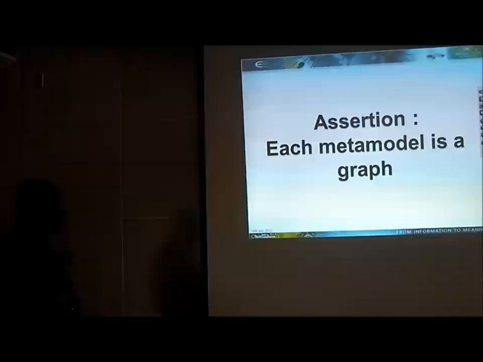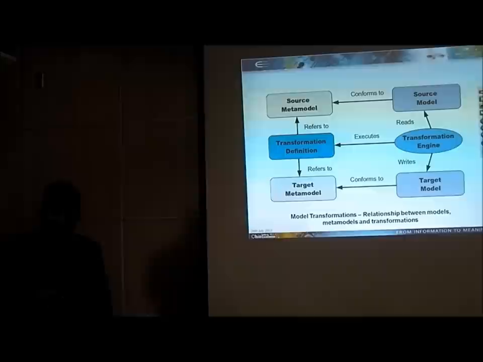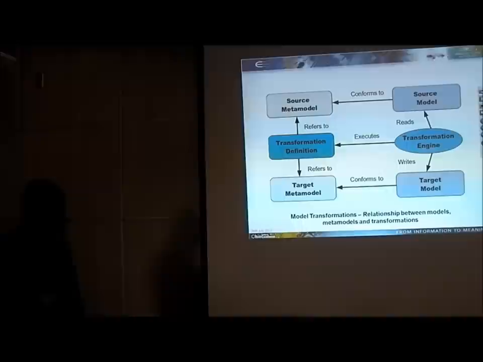So here's a quick overview of how these transformations work. Assume that this is the domain model and this is the model of your computation, or model of your domain, in a cloud implementable way. Now, the transformation is defined by looking at the meta models, but it's applied on the model instances.